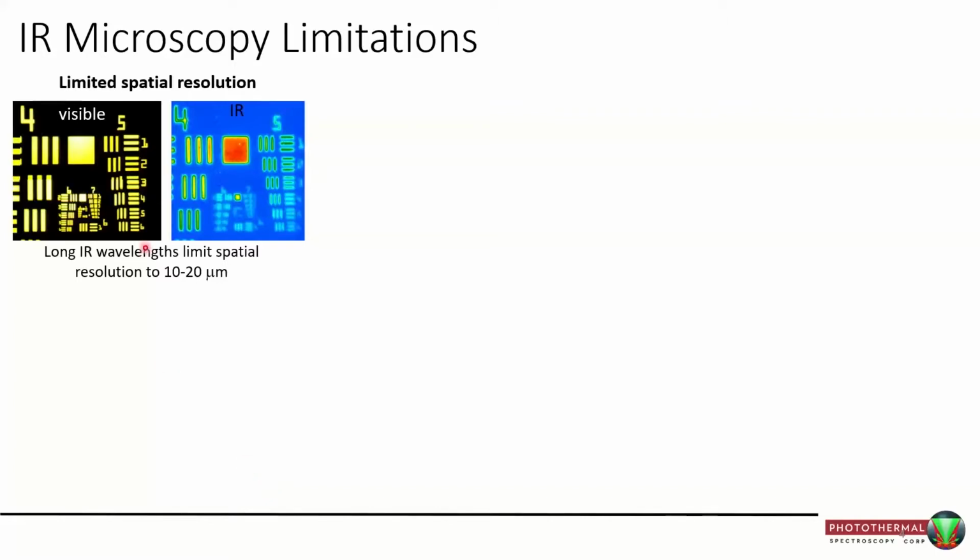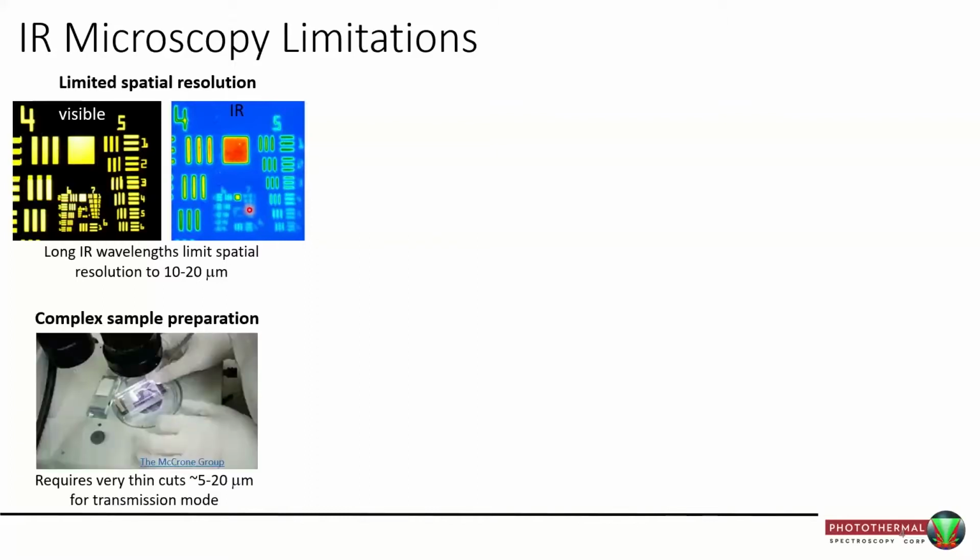And on the screen there, we've got a visible image of a particular target, a resolution target. In the visible, things are relatively sharp, but take the exact same image in the infrared and things blur up significantly, of course, because you've got longer wavelengths in the infrared compared to the visible part of the spectrum.